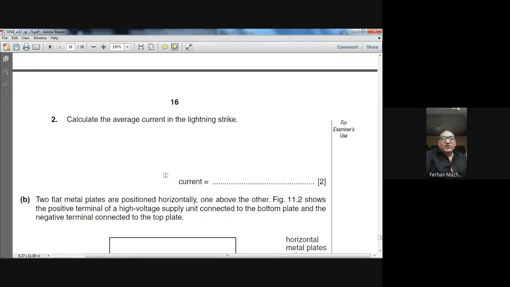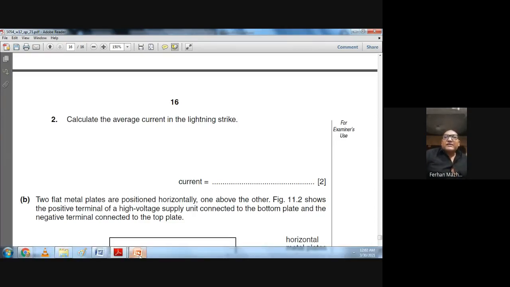I is equal to Q divided by T. So we have the Q value is 560 coulomb and the time is 2 expo minus 4. So on your calculator, you will write 560 divided by 2 expo minus 4 equals, and the final answer will be 2.8 expo 6 ampere.